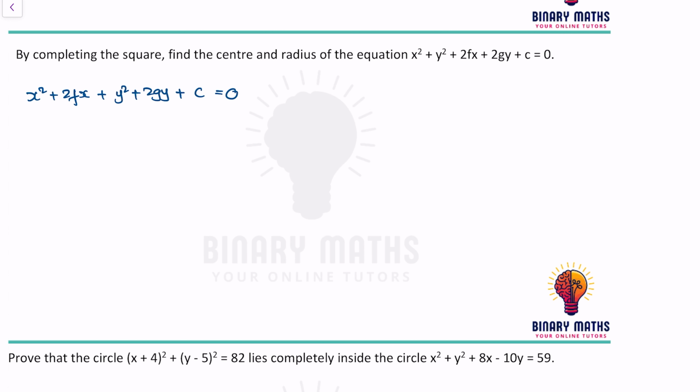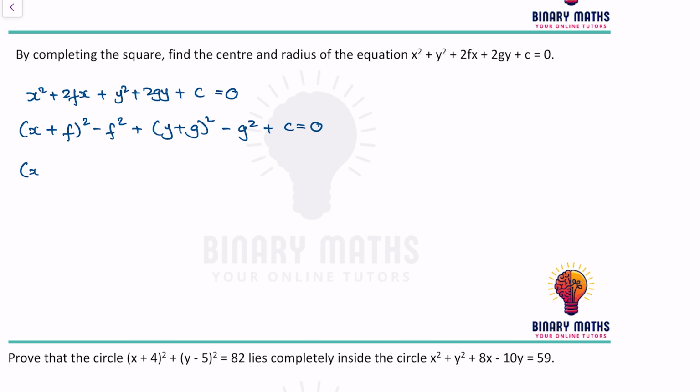Okay, complete the square on the x. So when we're completing the square, remember we half the coefficient of x, so half of 2f is f. Take away the square of that, which is f², plus y plus half of 2g is g. Take away g², plus c is equal to 0.